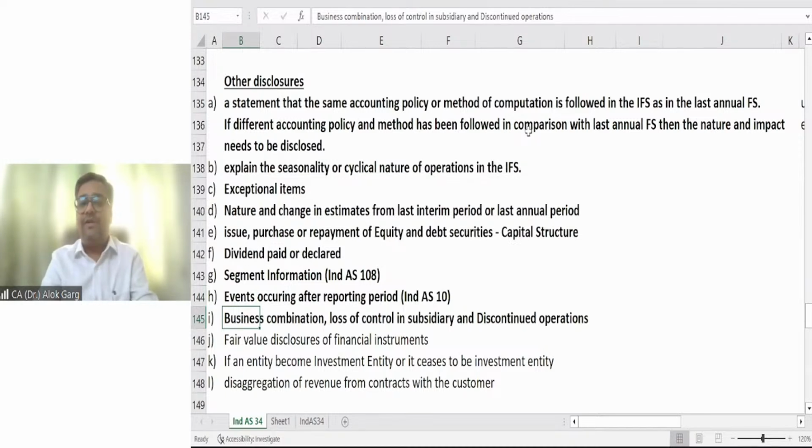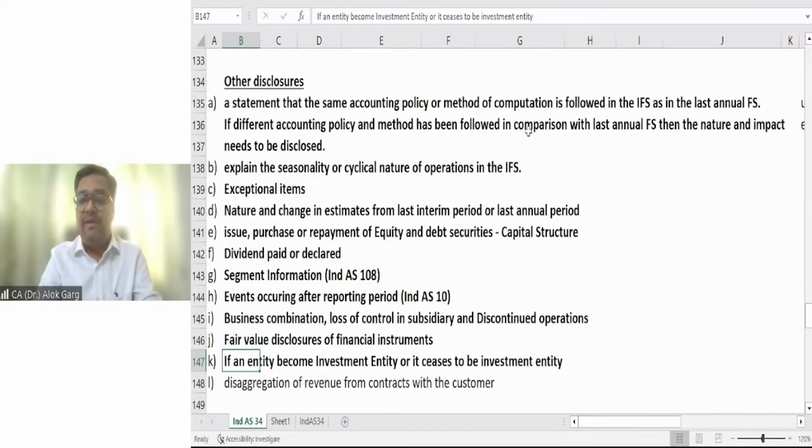Business combination, loss of control in subsidiary and discontinued operation. If the company has acquired any business during the interim period, or has lost control in a subsidiary, or done a stake sale in the subsidiary, or has discontinued any operation, then the detail is required to be disclosed in the notes to accounts. Fair value disclosure of financial instruments is also required in the notes to accounts. You will read this concept in Ind AS 109. If an entity becomes an investment entity or ceases to be an investment entity, it is required to be disclosed in the notes to accounts.